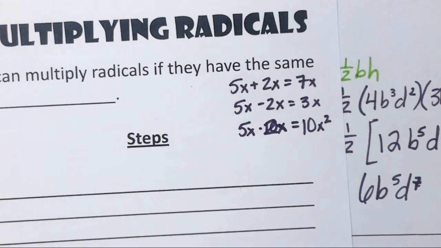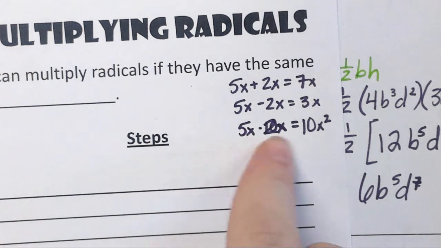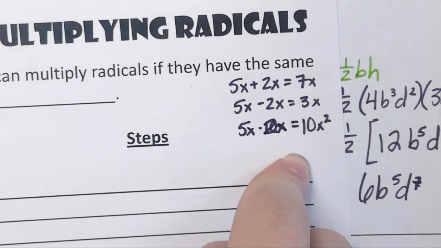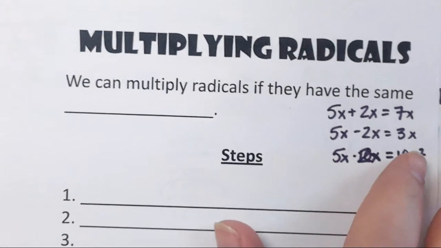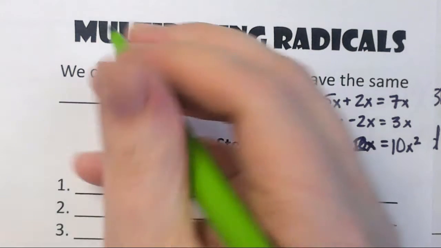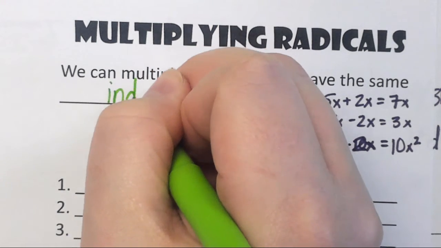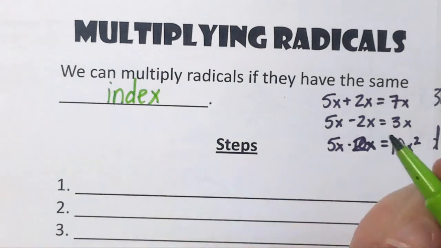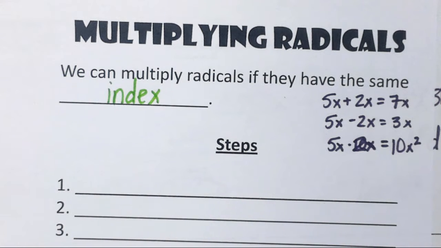So multiplying was different with x's, and it followed the same pattern. Multiplying is different with radicals. It's not going to be the exact same pattern either. Okay, we can multiply radicals if they have the same index. They do not have to have the same radicand. They only have to have the same index.